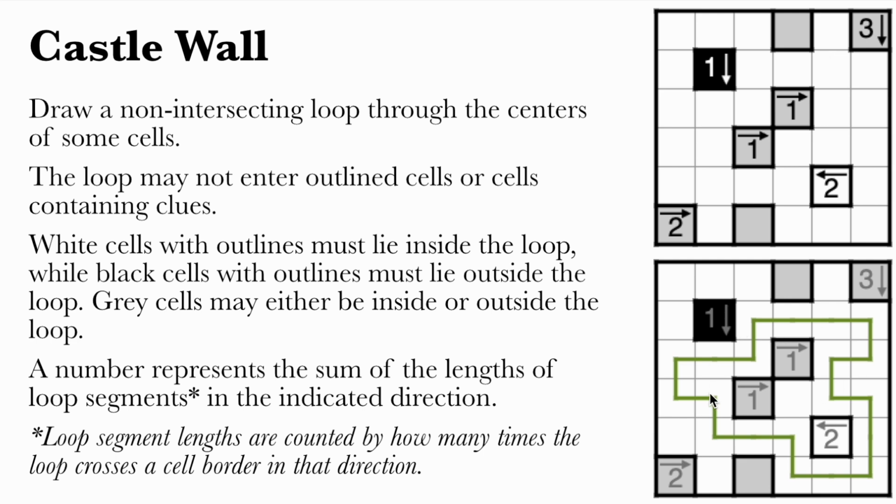The 1 clue, even though there are 3 cells here with a loop in them, there's only 1 cell length that travels in that direction between here and the border. It's this one right here. Those are the rules of Castle Wall. So it's time to solve a puzzle.